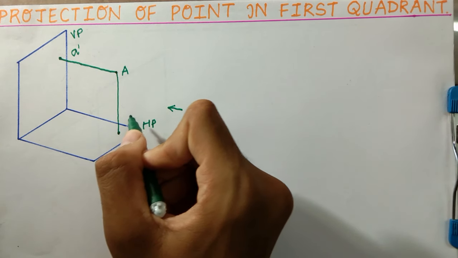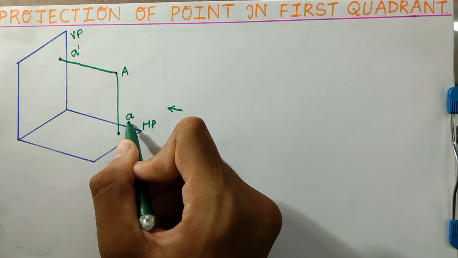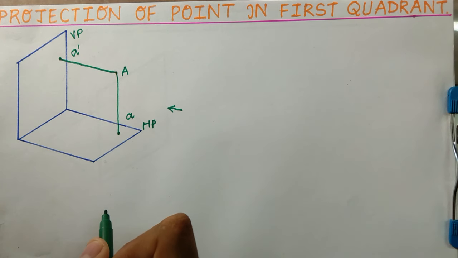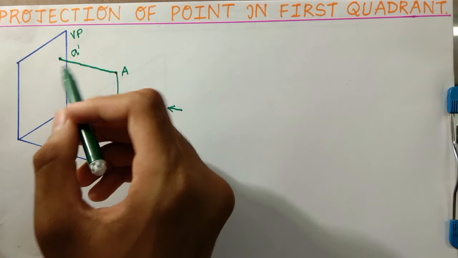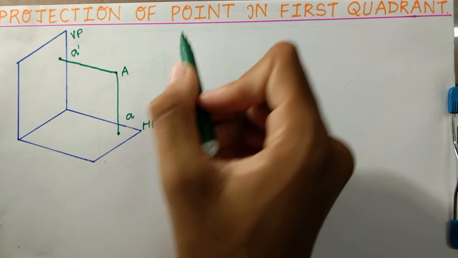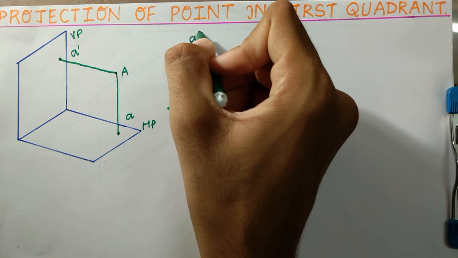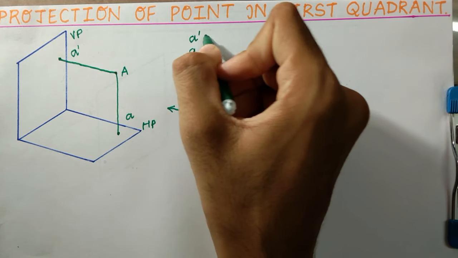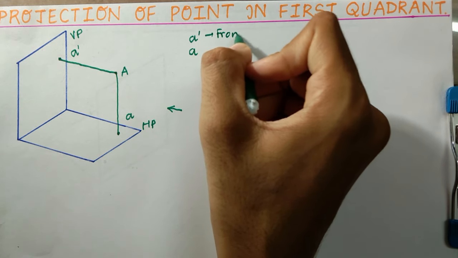This point is referred as an A. This is referred as a top view, and this is referred as a front view. Important point to be noted is their nomenclature only. Front view is denoted by like this manner, and top view is denoted by like this manner. So let us note down.